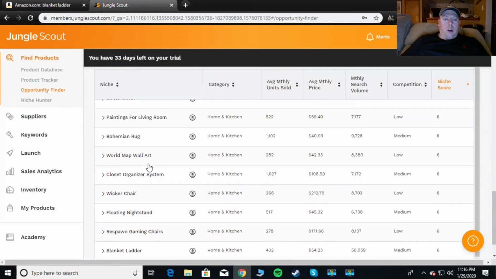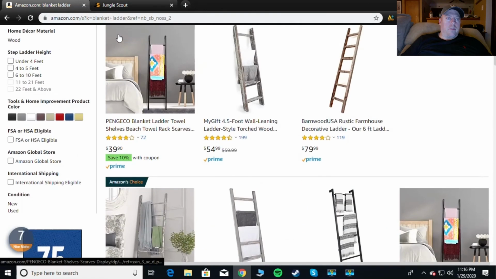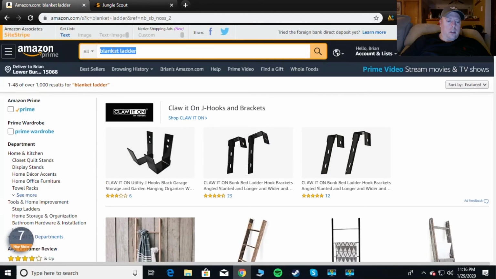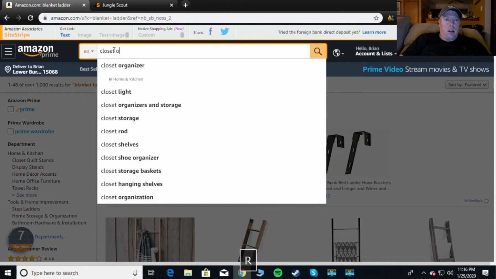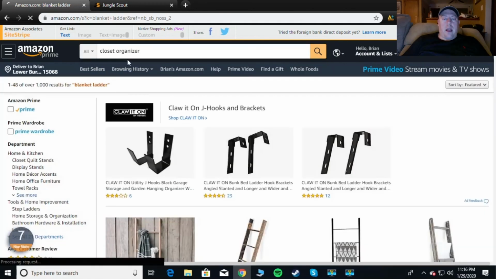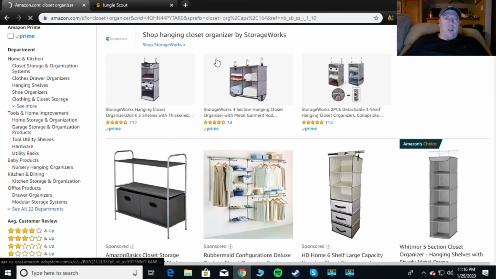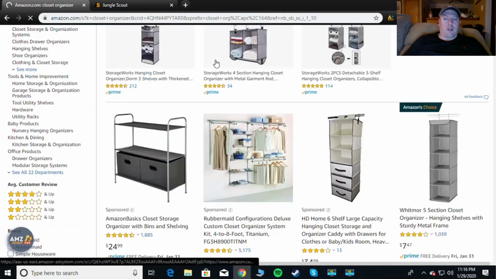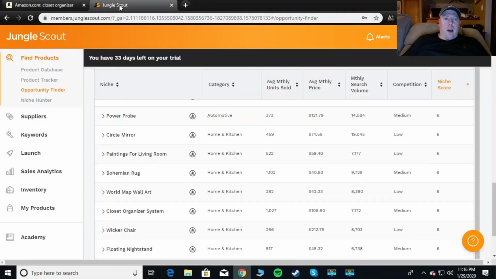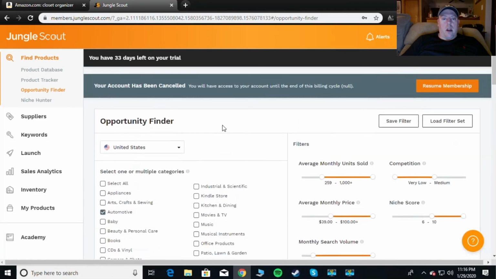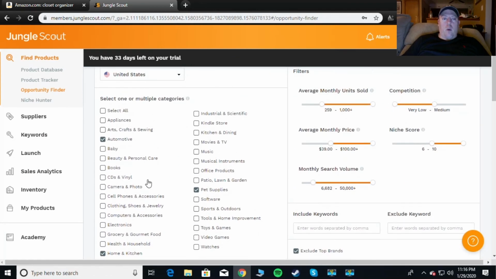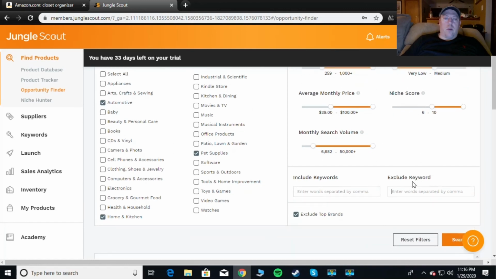So, closet organizer system, that might be good. And again, this isn't really about what products I'm finding right now. I'm going to go over some longer videos for that. But what I do want to tell you guys is Opportunity Finder for Jungle Scout is a great way to find products. At least I think so. We don't have time to go through all these because I'm making this a quick video. But I talked about what categories, talked about kind of what these things mean. You can certainly exclude keywords if you don't want to have like Nike in there or something like that.